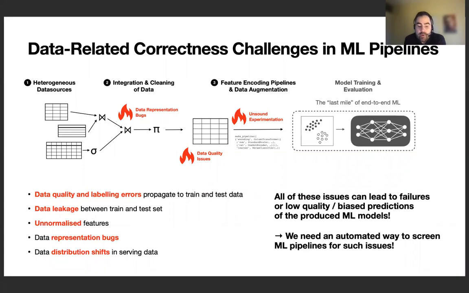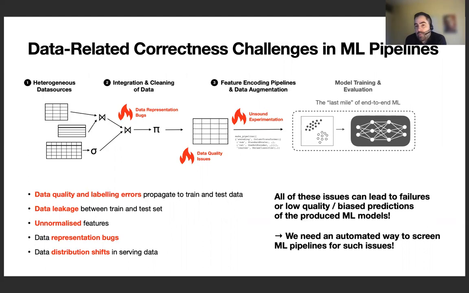And during these data preparation steps, there are a lot of errors that can occur. So if we have data quality or labeling errors in the raw input data, they might propagate to the train and test data of the model. If experimentation is not done carefully, then there might be data leakage between the train and the test set. Many models require the actual features of the data to be normalized and don't work well if this is not the case. There might be what we call data representation bugs, or maybe unfortunately data of certain groups is filtered out during the data integration process.